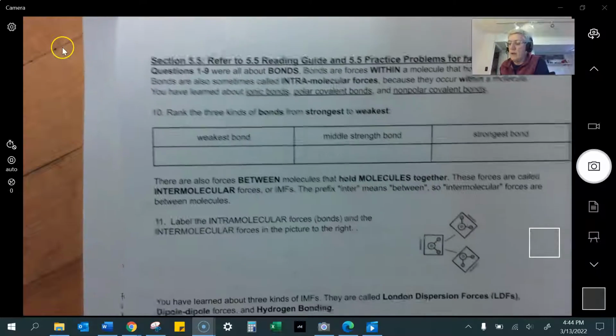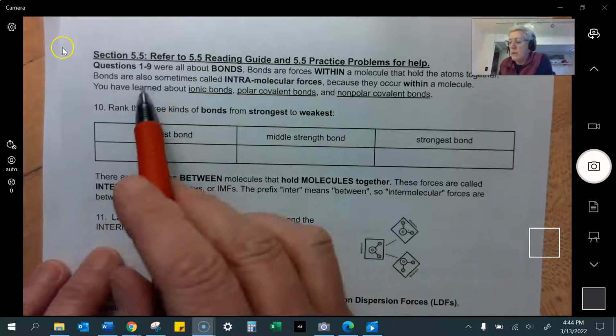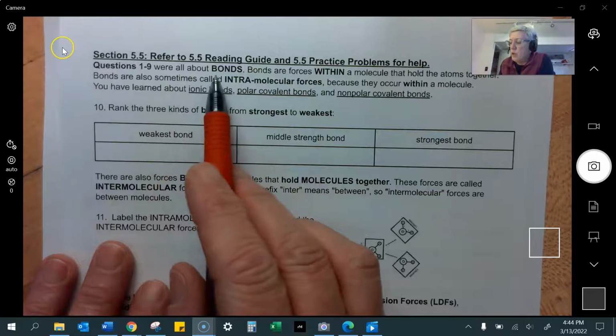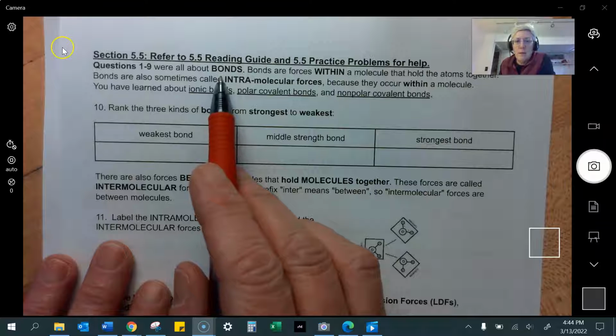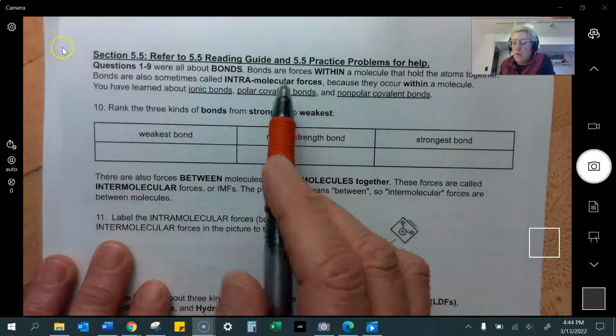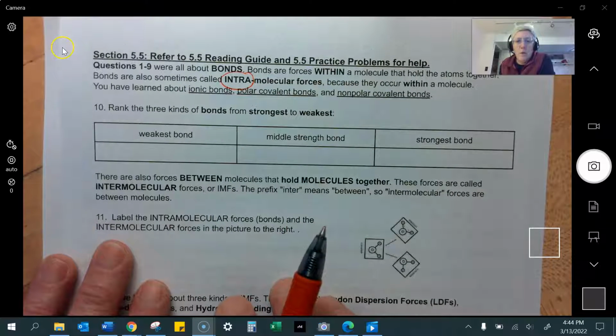Okay, so moving on. Let us turn the page. This is the next section. This is about intermolecular forces, and I want you to read this right here, because I wanted to try to explain it. The part that you just did was about bonds. Bonds are forces within a molecule that hold the atoms together in the molecule. Sometimes they're called intramolecular forces because intra means within.